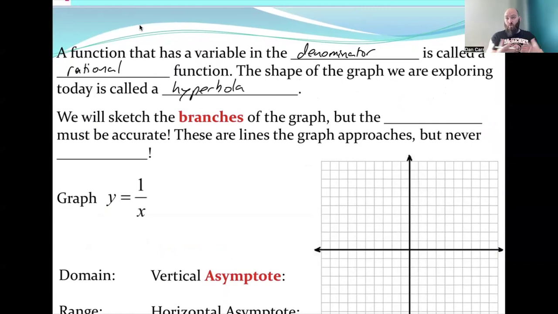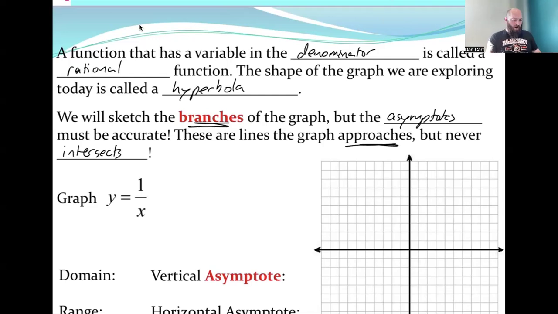When we do our hyperbolas, we're going to sketch what are called the branches of the graph, but the asymptotes must be accurate. These are lines that the graphs are going to approach, but never actually intersect.